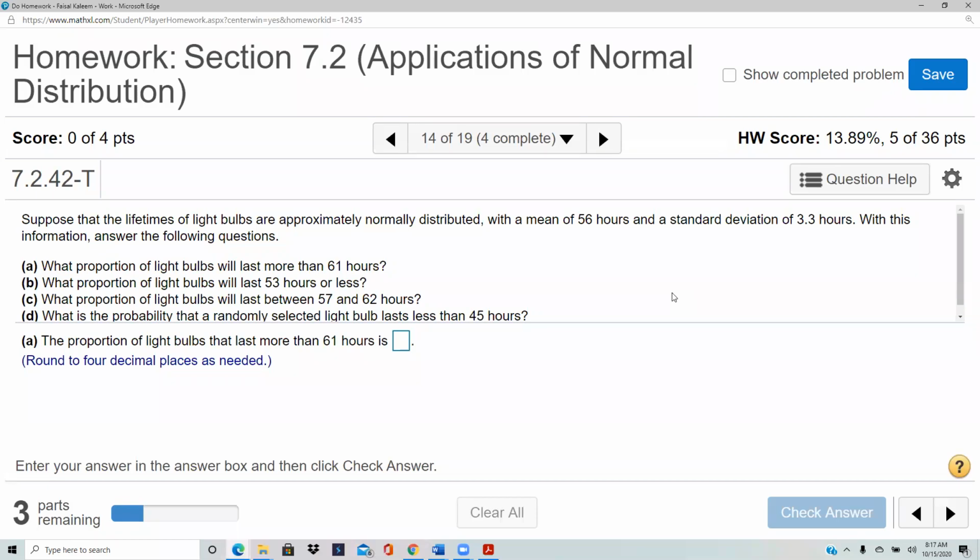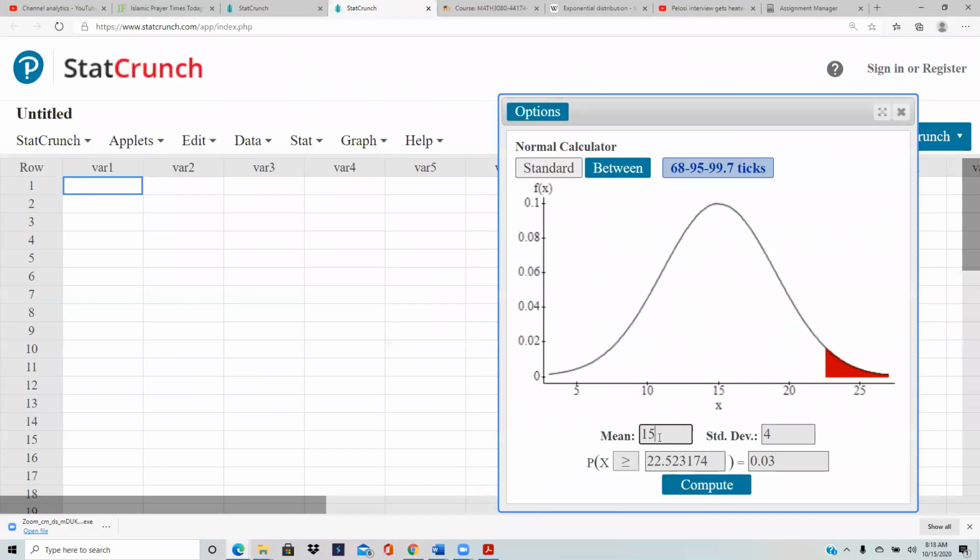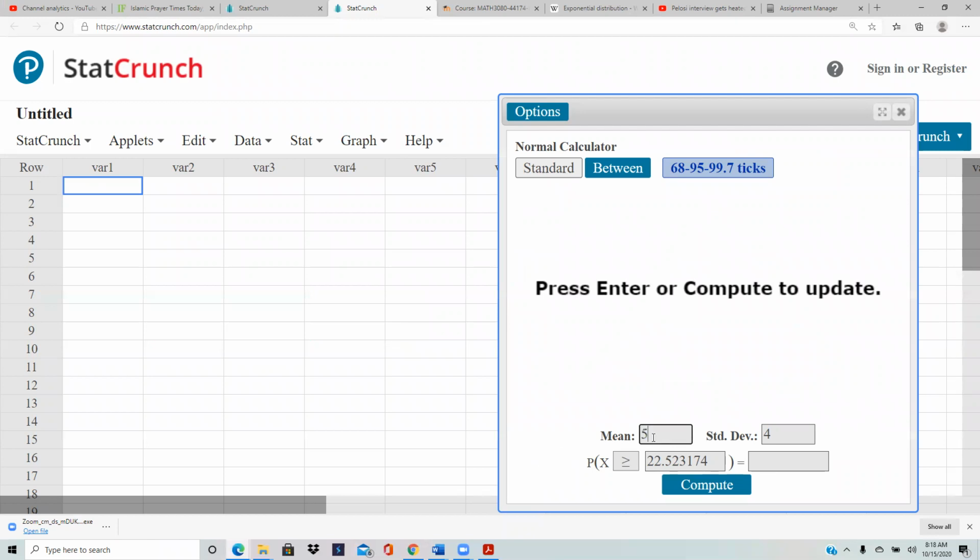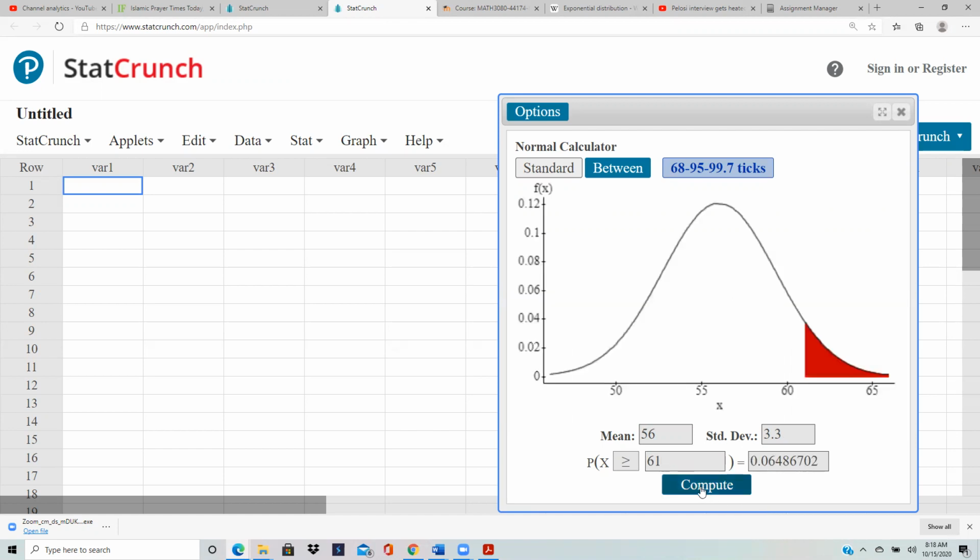Suppose lifetimes of bulbs are normal with mean 56 hours, standard deviation 3.3. What proportion will last more than 61 hours? So mean 56, standard deviation 3.3, and more than 61. The answer is 0.0649.